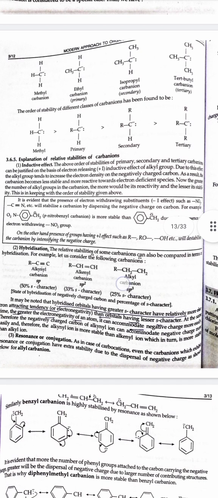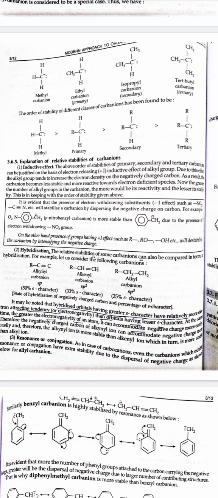Inductive effect. The above order of stability of primary, secondary and tertiary carbanions can be justified on the basis of electron releasing inductive effect of alkyl group. Due to this effect, the alkyl group tends to increase the electron density on the negatively charged carbon. As a result, the carbanion becomes less stable and more reactive towards electron deficient species. Now, the greater the number of alkyl groups in the carbanion, the more would be its reactivity and the lesser its stability. This is in keeping with the order of stability given above. It is evident that the presence of electron withdrawing substituents will stabilize the carbanion by dispersing the negative charge on carbon.